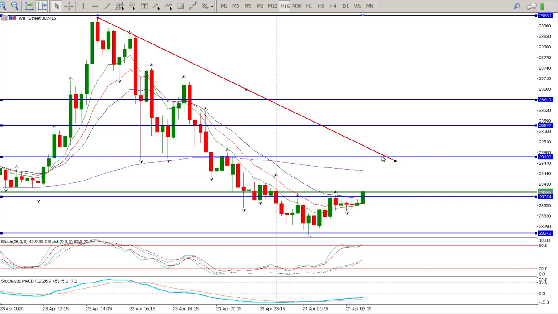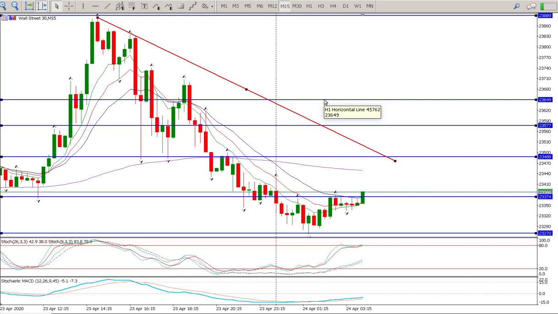And this area here is what we're looking for. Yeah, so 23,488 is the first area I'll be looking at for an entry short. The next area I'll be looking at is 23,577, and thereafter I'd also be looking at 23,649 if it gets that high.